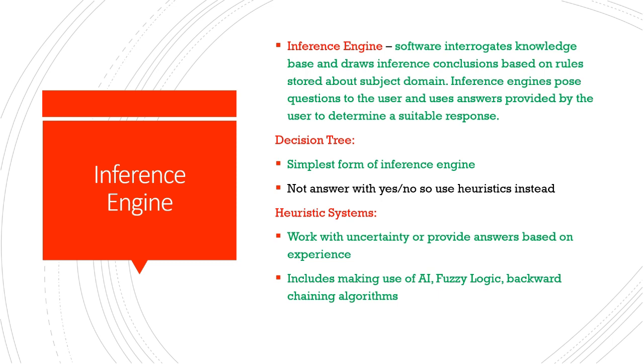Like I said, it's done through a decision tree, which is the simplest form of inference engine, and you answer with a yes or no. But if you don't answer the question with a yes or no, then you have to use heuristics instead, and this is whenever you work with uncertainty to provide answers based on experience, and this includes making use of AI, fuzzy logic, and backward chaining algorithms.